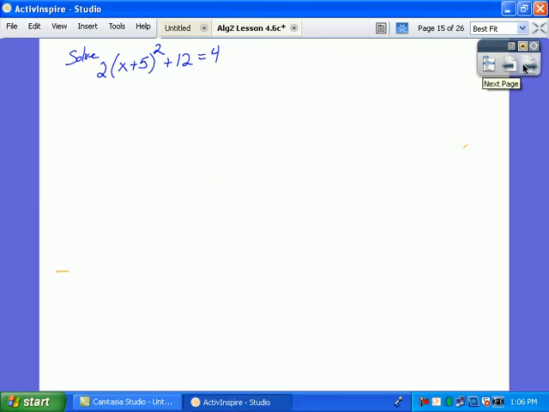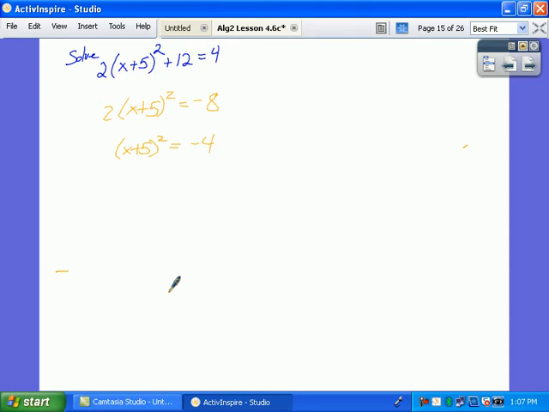The first one is solving an equation, and this is the thrust, the main idea of the entire section, the ability to solve quadratic equations with imaginary solutions. And so we're going to solve this by trying to get the x plus 5 quantity squared piece by itself. So first we subtract off the 12, and we get negative 8 over here. We'll divide by 2. We get x plus 5 quantity squared equals negative 4.